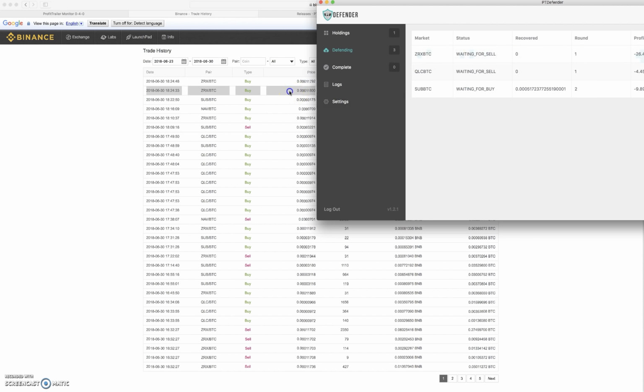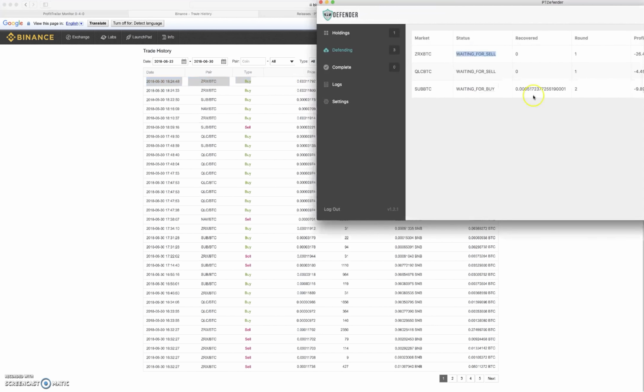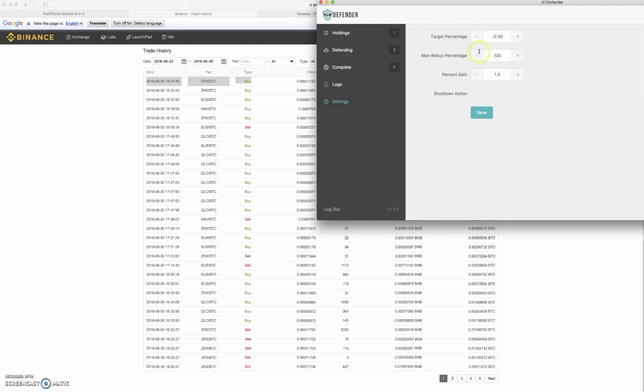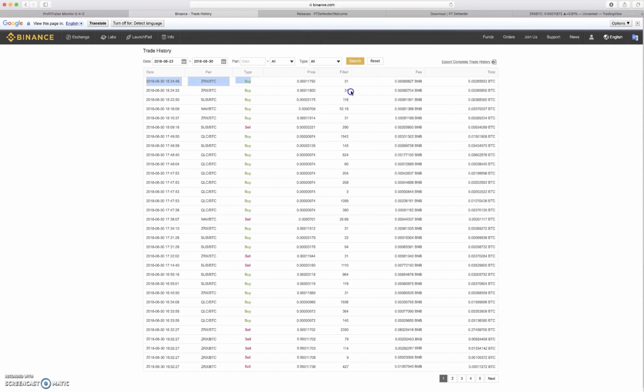So what that did for Profit Trailer or for PTDefender, if you remember, it said finalizing buy. What that was doing was buying this again because your max rebuy percentage was set to 100. If you read the setting, we started with 62 coins.